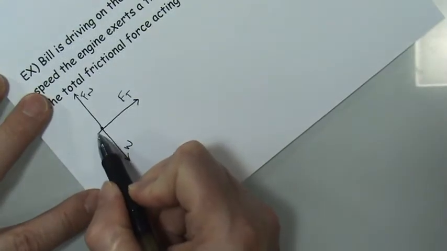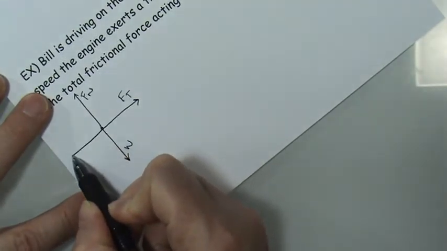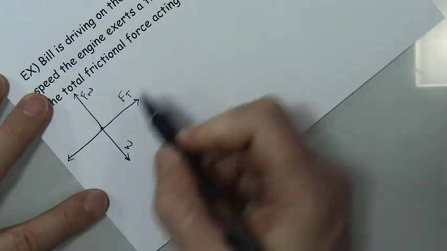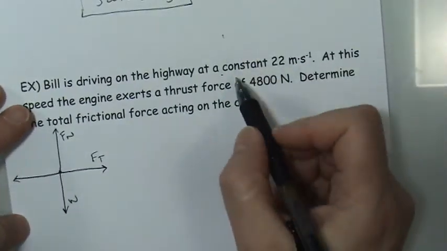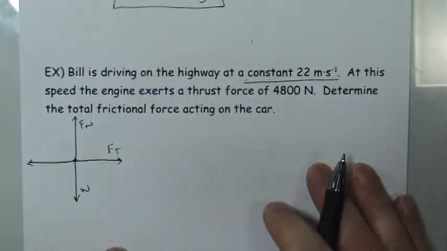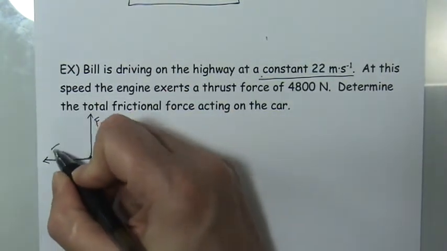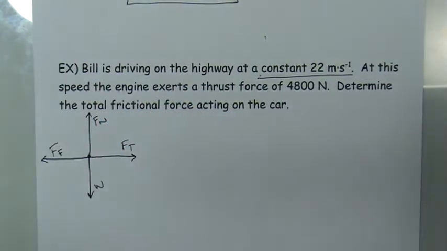So I'm going to draw an arrow that is equal in length, and the reason I'm drawing this one equal in length is because it said that the car was traveling at a constant 22 meters per second. And this force is the total frictional force. The reason why I use the word total frictional force instead of just saying frictional force is because in the total frictional force, I'm including the drag force from the air. So I'm just kind of lumping all of that together.